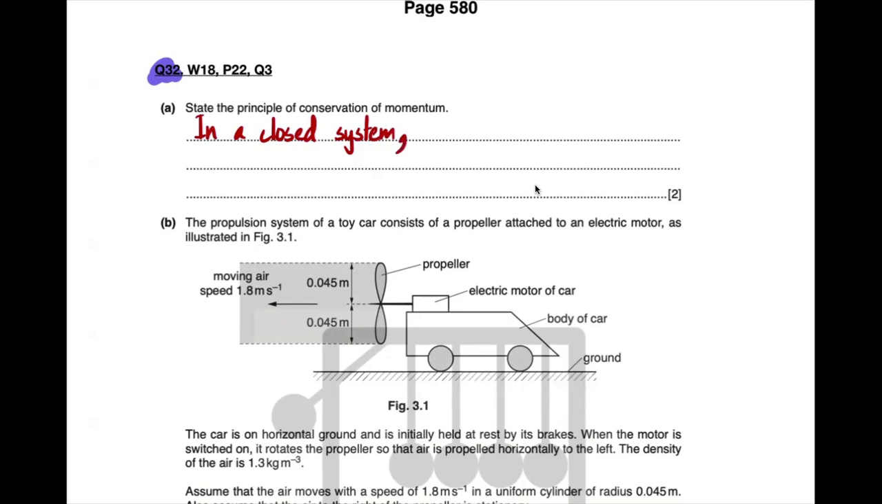So in a closed system, the total momentum remains constant. Now, alternatively, what you can also say here is that the total momentum before collision equals the total momentum after collision. That's also right. This is just less words, so I like this one a bit more.